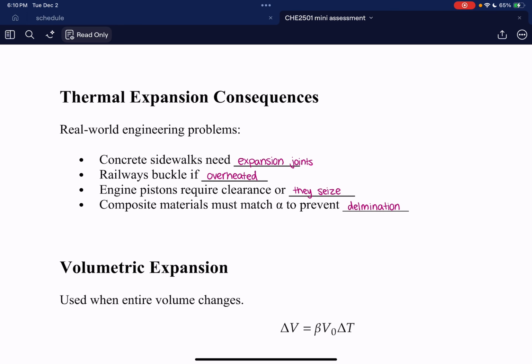Thermal expansion consequences, some real-world engineering problems. Concrete sidewalks need expansion joints. Railways buckle if they're overheated. Engine pistons require clearance or they seize. And composite materials must match the linear expansion coefficient to prevent delamination.